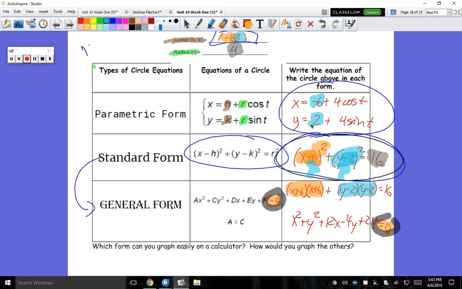In the radius, notice that these two numbers are the same. The two numbers that are here and here, if those are the same, it's also a circle. Okay? You see that the radius is 4 for the x, and you see that the radius is 4 for the y. Any questions on what we did today? Outstanding job, guys. That's it.